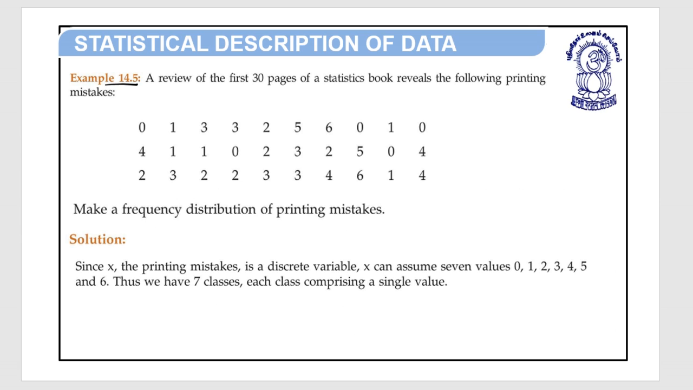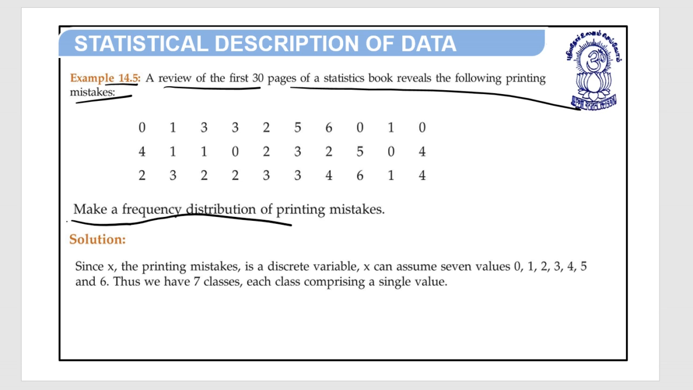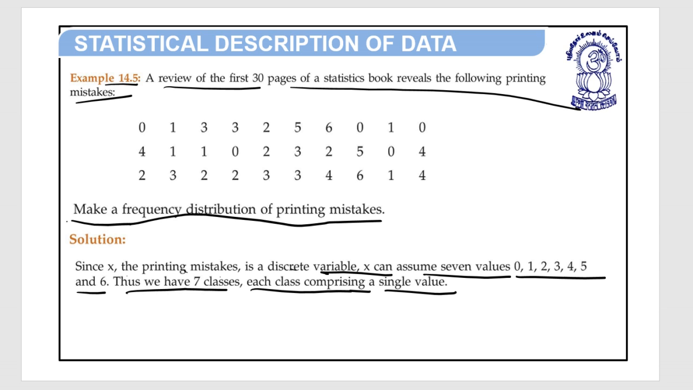Example 14.5. A review of the first 30 pages of a statistics book reveals the following printing mistakes. Now, make a frequency distribution of printing mistakes. Solution. Since x, the printing mistakes, is a discrete variable, x can assume 7 values: 0, 1, 2, 3, 4, 5 and 6. Thus, we have 7 classes, each class comprising a single value.